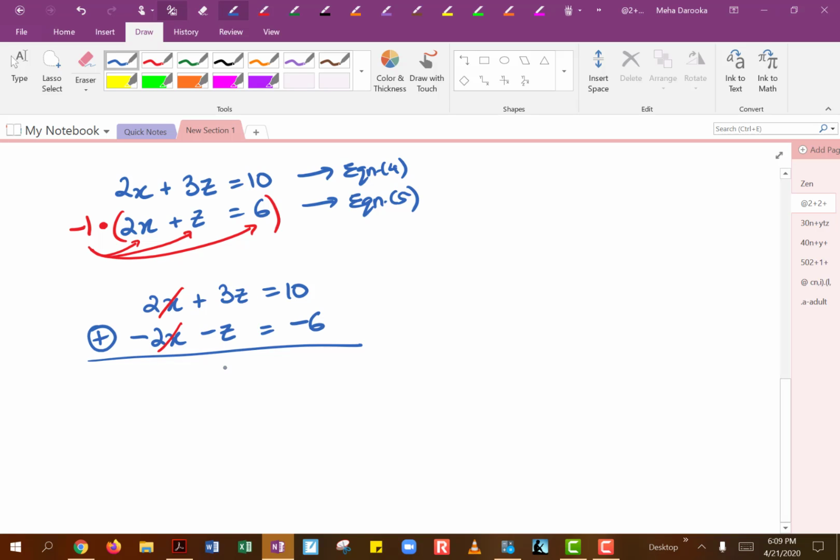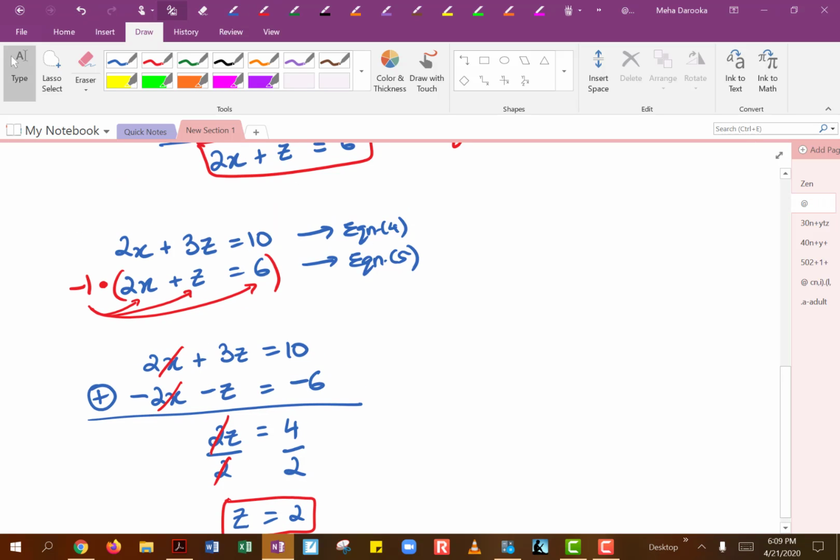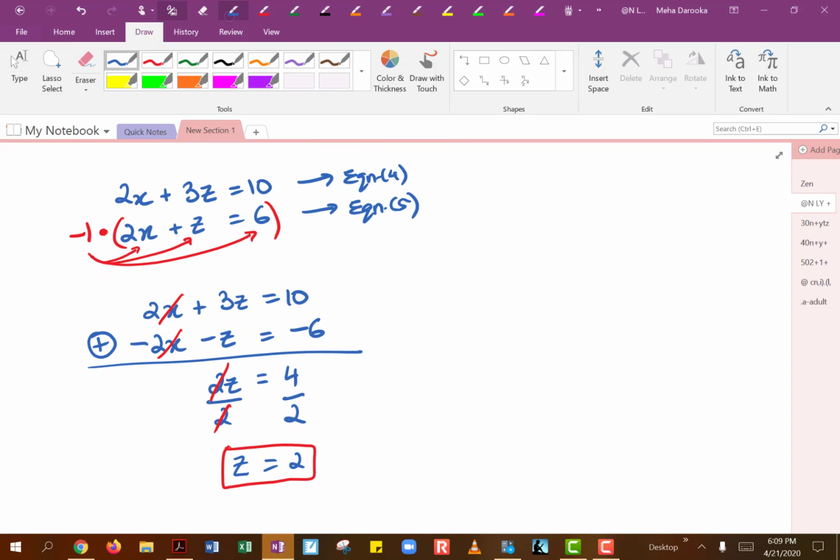3z minus z will give us 2z, and 10 minus 6 will give us 4. Now we can find the value of z. Divide both sides by 2, and we end up getting z equals 2. Once you have found z, we can go back to either equation 4 or 5 and find the x variable. So let's find x, and I think I'm going to use my second equation, 2x plus z equals 6.